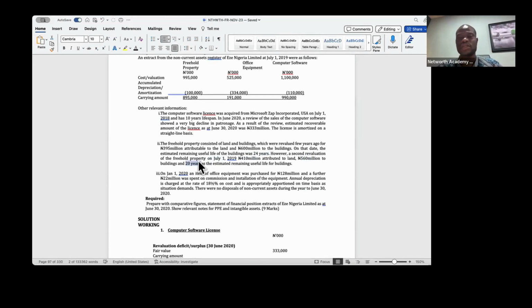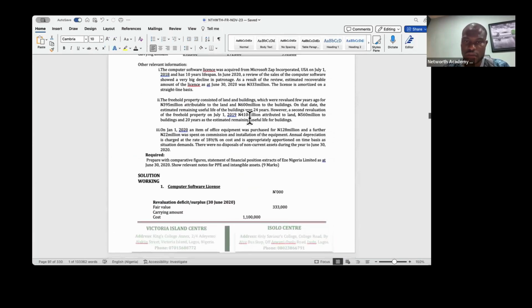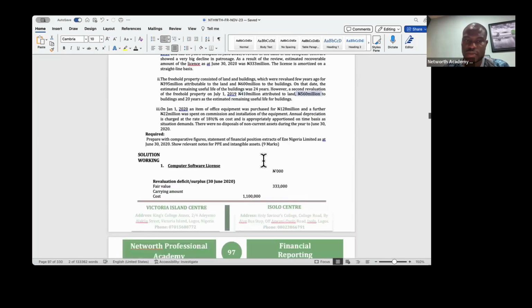Again, they are doing a revaluation, and I've told you, anytime you see revaluation, just go and do your revaluation surplus or deficit. This revaluation is happening at the beginning of the year, 2019. So for the freehold property, the fair value given in the question for both land and building is 970 million. If you add 410 million and 560 million, it gives me 970 million.